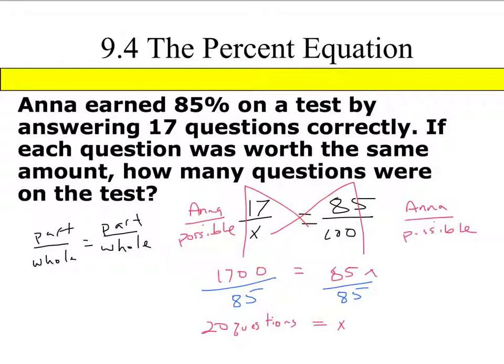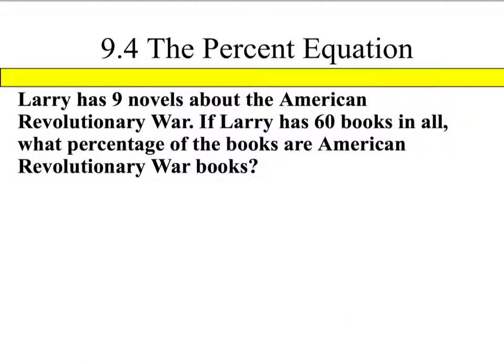Remember again, Anna over possible, Anna over possible. This ratio of Anna over possible is the exact same ratio on the other side. Moving on. Now it says Larry has 9 novels about the American Revolutionary War. If Larry has 60 books in all, what percentage of the books are American Revolutionary War books? What I want you to do is come up with a proportion for this. Write a proportion and solve that proportion. Make sure that you have your label. Good luck.